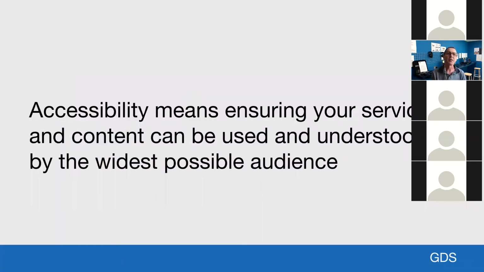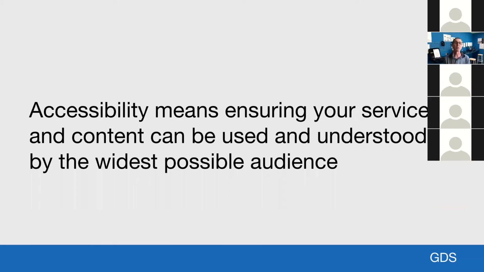Just a quick definition of what accessibility is. So digital accessibility is what we're talking about, and it means ensuring your services and content can be used and understood by the widest possible audience. In the UK, at least 1 in 5 people have a long-term illness, impairment or disability, and many more have a temporary or situational disability.